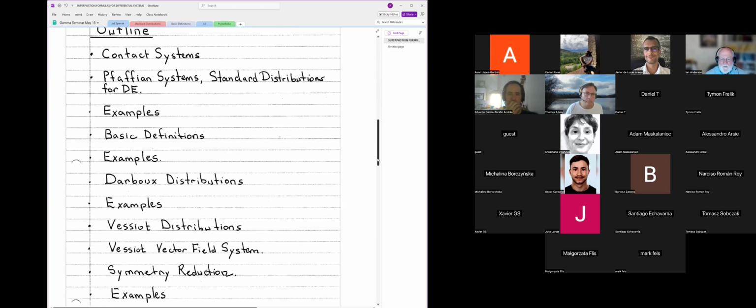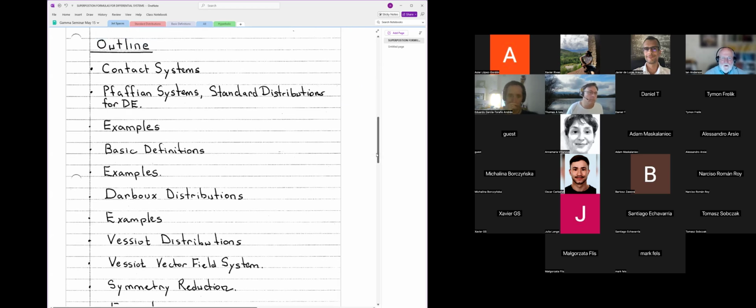Okay, so here's the outline for the presentation. We're going to talk about some things which I think are very familiar to people, but we'll go through them quickly anyways. Contact systems, how you take a differential equation and encode it as a distribution. Some examples of this, some basic definitions, more examples, Darboux distributions, more examples, Vecchio distributions. These are my V hat and V check, and more. And then next time probably we'll talk about the symmetry reduction.